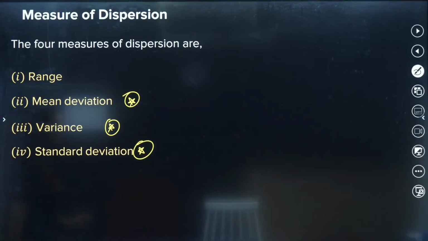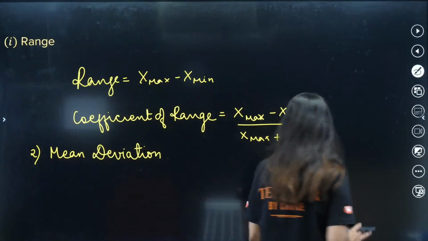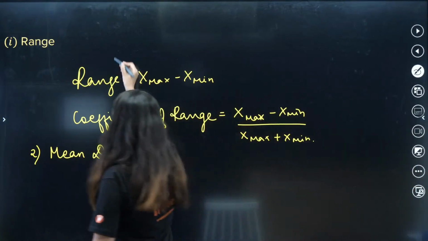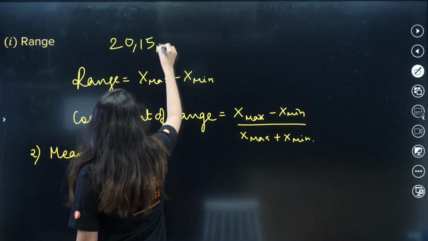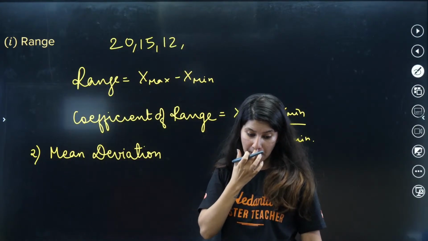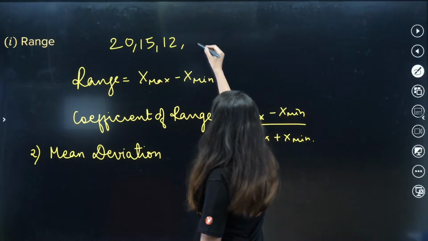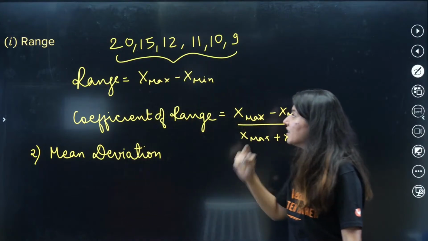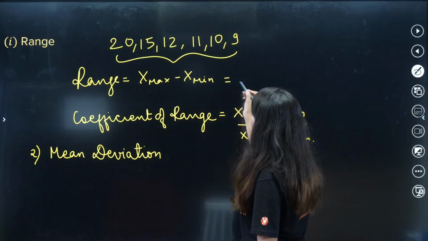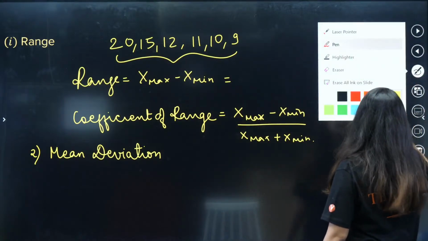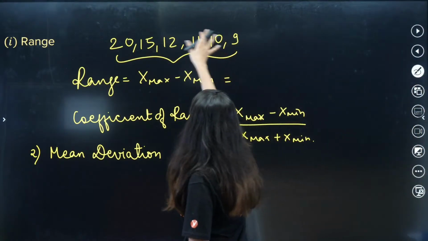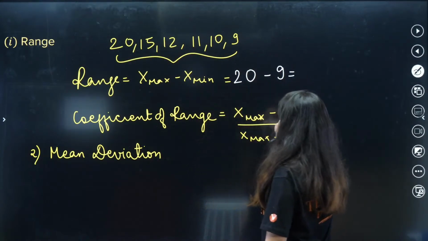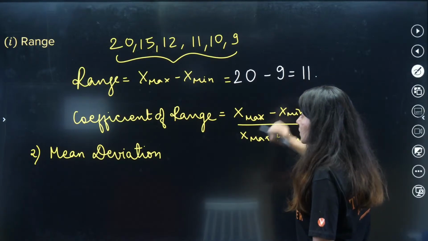What is range? Range is extremely easy. Suppose you have some observations: 20, 15, 12, 11, 10 and 9. Range will be equal to X max minus X min. In this case, the maximum value out of all is 20, and the minimum value is 9. So the range comes out as 11.